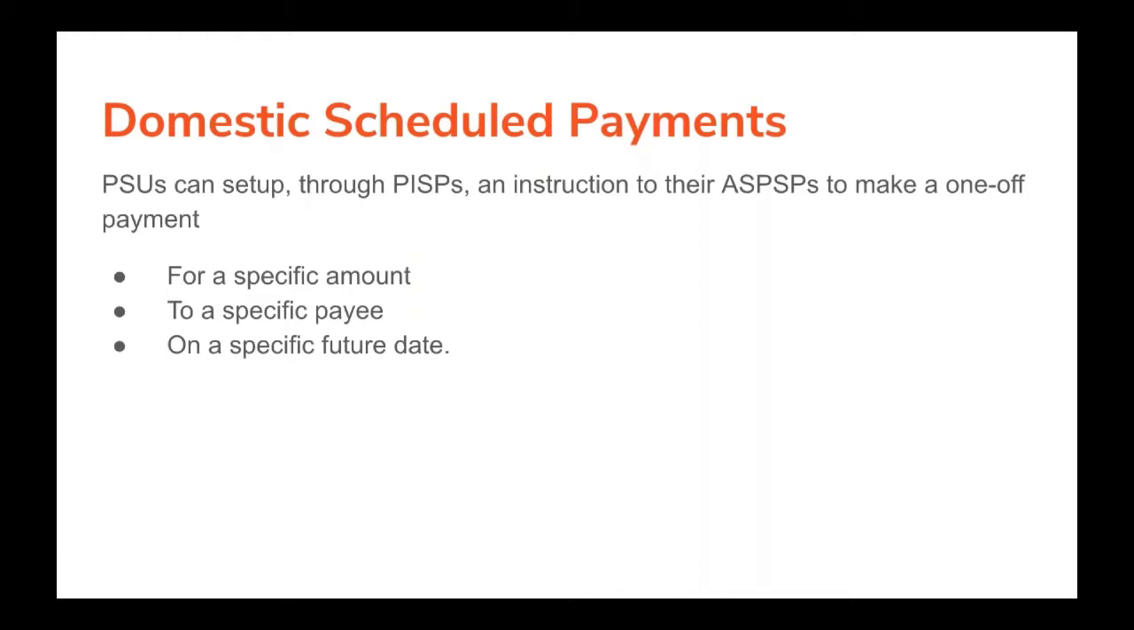The scheduled payment is an instruction on behalf of a PSU to his ASPSP to make a one-off payment for a specific amount to a specific payee on a specific future date. Since these are domestic, the fund transfers happen between 2 accounts in the same country. The same parameters that we discussed in the earlier case have to be populated by the TPP in the case of domestic scheduled payments as well. So here also we can do the account selection in the PISP domain or in the ASPSP domain.